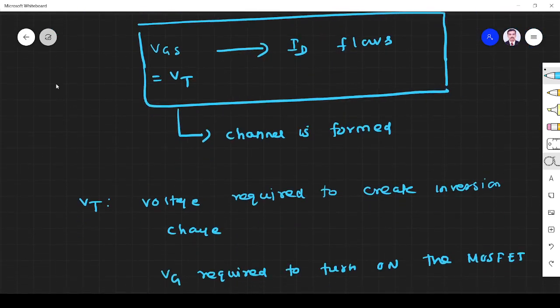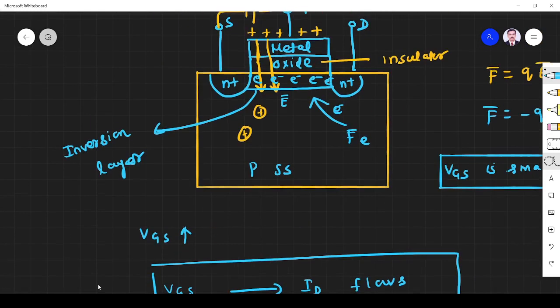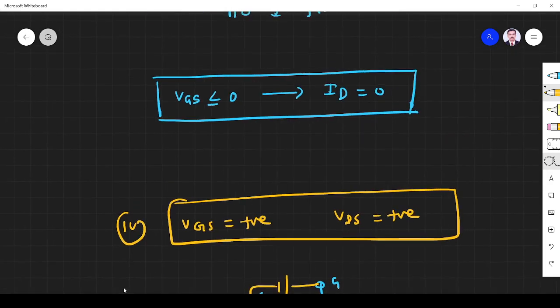So when VGS is greater than VT, what will happen? Here you see it is already reverse biased because it is a P plus N plus region, right? So it is already in the reverse bias condition, but when VGS is greater than VT, the electrons will form and the depletion region width will reduce. Initially there will be more depletion region, as I told in case 1 itself, right?